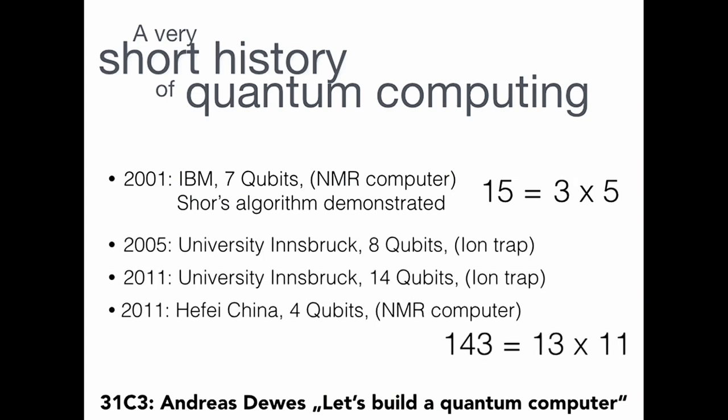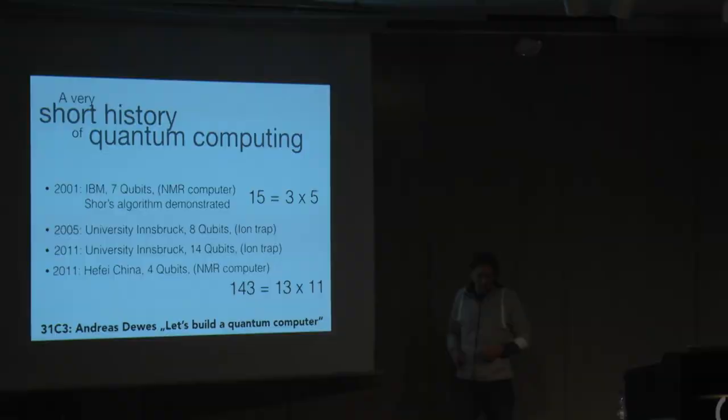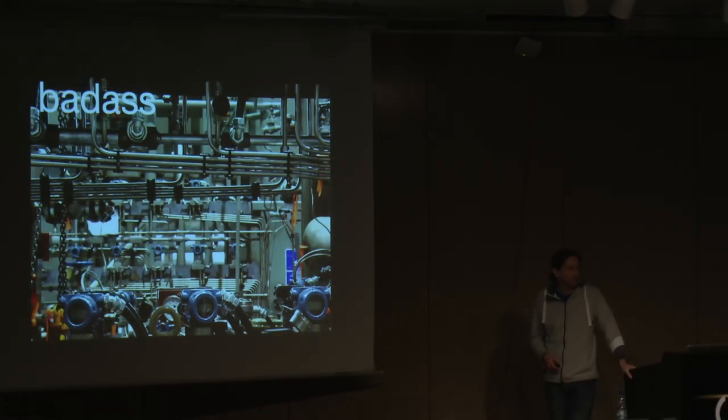Okay, what I wanted to say is, although Andreas realized a quantum computer with these methods, they have some kind of drawback. All these implementations are rather complicated. You need large lasers, you need vacuum chambers, you need strong electromagnetic fields to trap your qubits. So this is nothing that you would put on your office desk. So this is what I call, and please act surprised, badass physics.